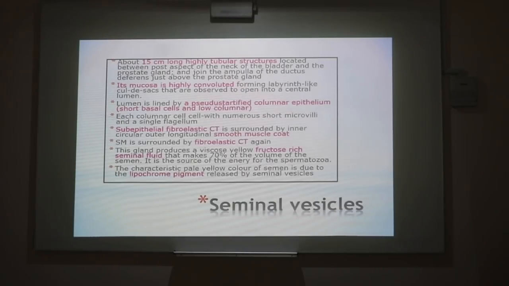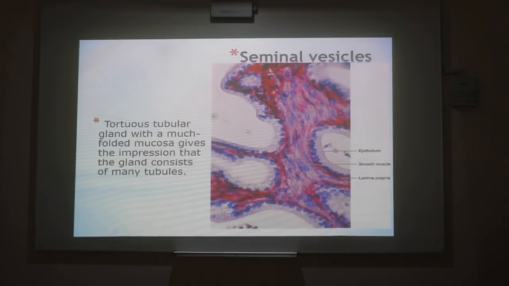So if you see here, the epithelium is pseudo-stratified columnar, and because it is so tortuous, the epithelium is thrown into convolutions. It looks like a tubular glandular structure. And then you have the muscle layer, which includes the inner circular and outer longitudinal layer, which is present outside the connective tissue layer. And then outside there is another connective tissue layer, which is outer to the muscular layer of the seminal vesicles.